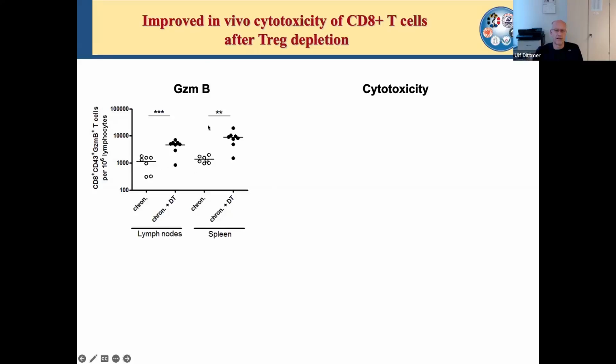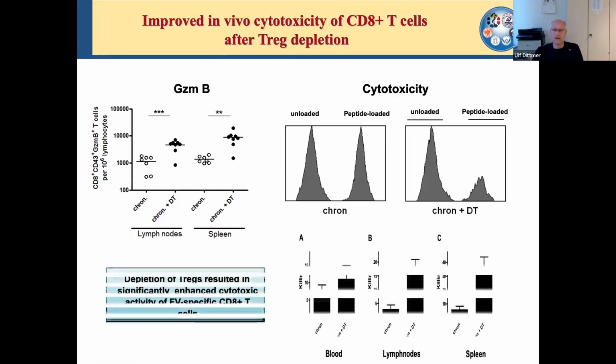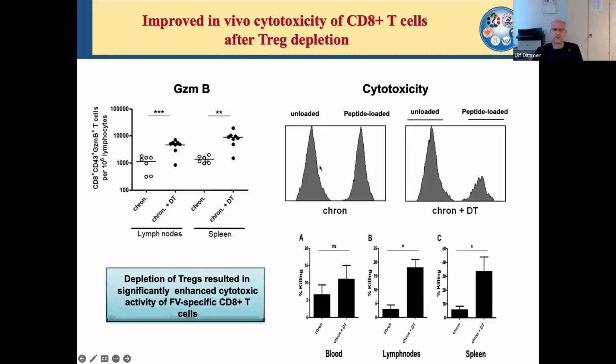And this shows you that they are not able to really produce granzyme B in chronic infection. However, if you deplete Tregs, they are reactivated in their production of granzyme B. And then we used this assay where we can study cytotoxicity and really looked for cytotoxicity in these mice. And this is the situation of chronic infection, and that both figures are similar tells you that there was no cytotoxic activity, no killing in chronically infected mice.